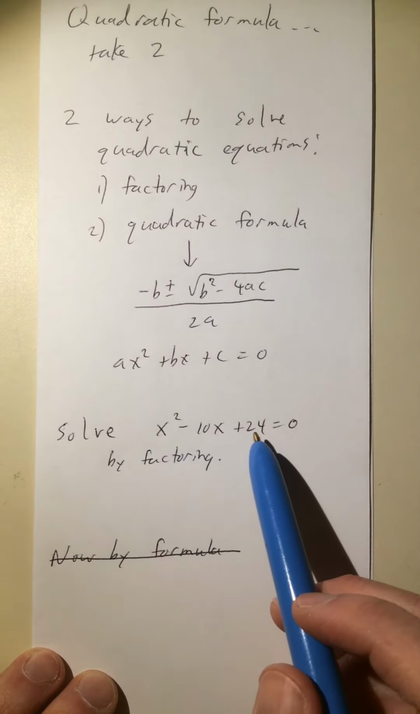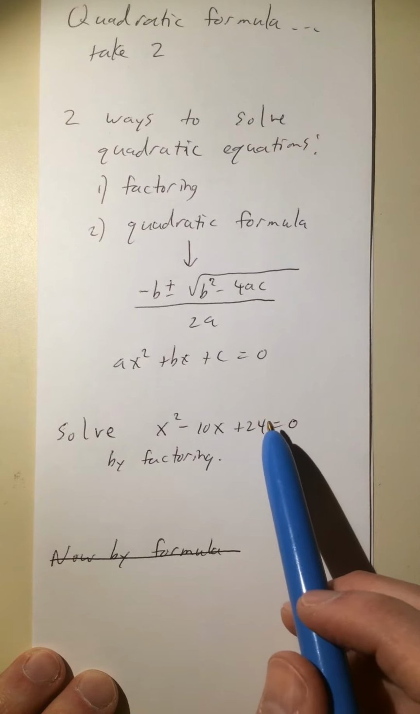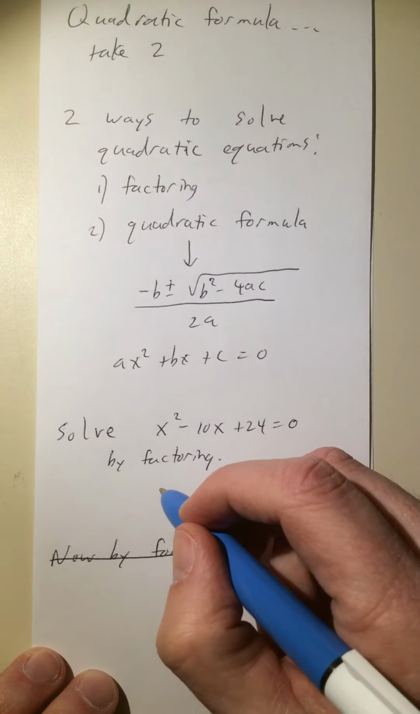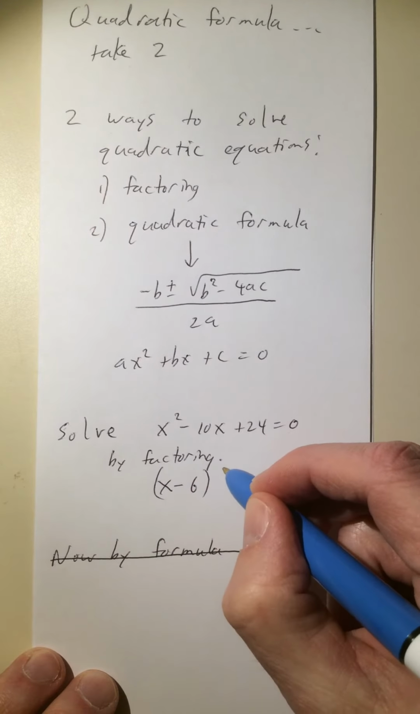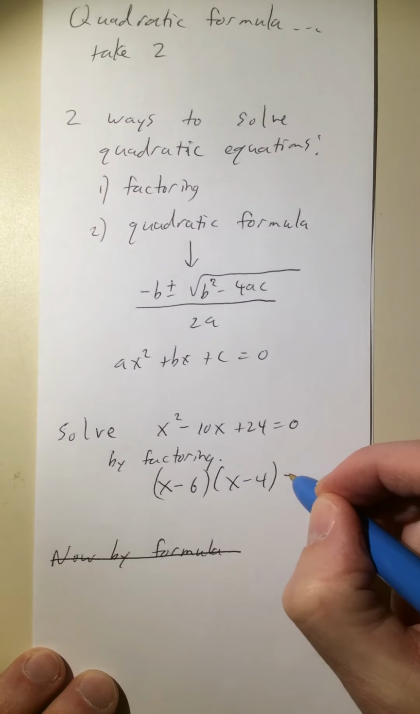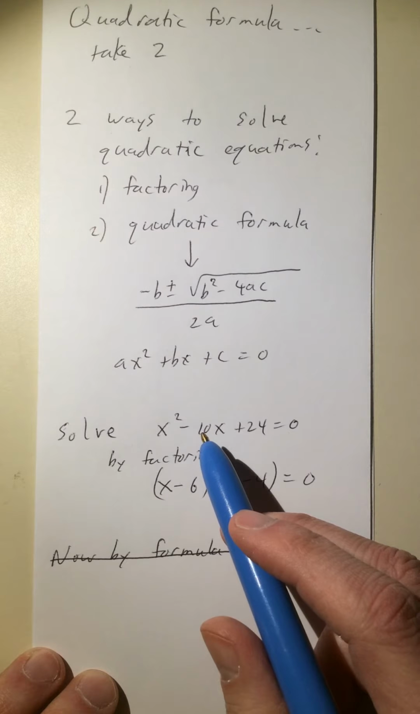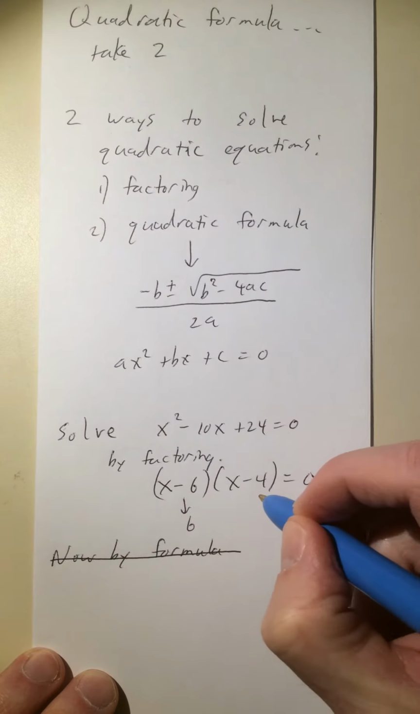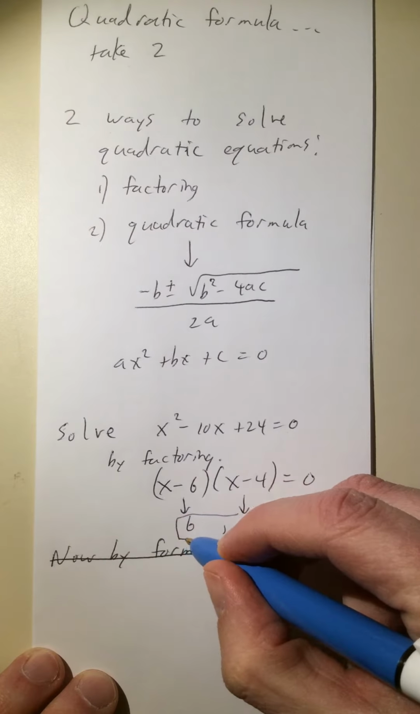Okay, so solving this by factoring, we remember how to do this, I hope. We look for two numbers that multiply to make 24 and add to make negative 10. Those numbers are negative 6 and negative 4, because negative 6 times negative 4 is positive 24, and negative 6 plus negative 4 is negative 10. And then we get the solutions right out of this, which is pretty easy. We get a 6 here, and we get a 4 here, and we are done with the problem solving by factoring.